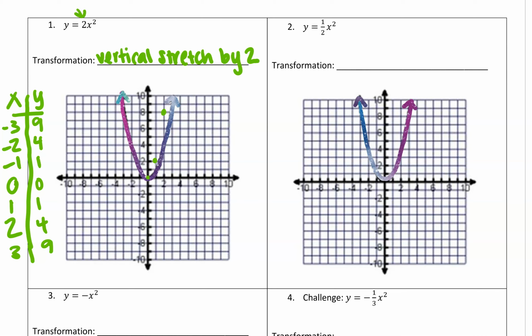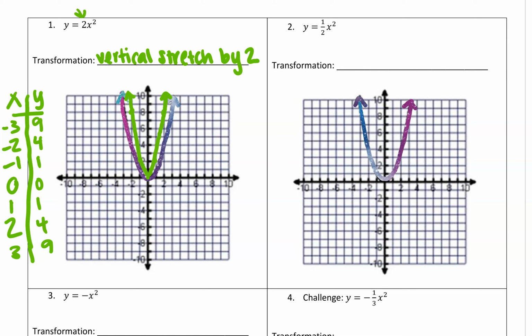And I'm going to do the same thing going in the opposite direction. Instead of negative 1, 1, I'm going to have negative 1, 2. And instead of negative 2, 4, I'm going to have negative 2, 8. There's my transformation. That would be a vertical stretch, you can notice, because it's more narrow.